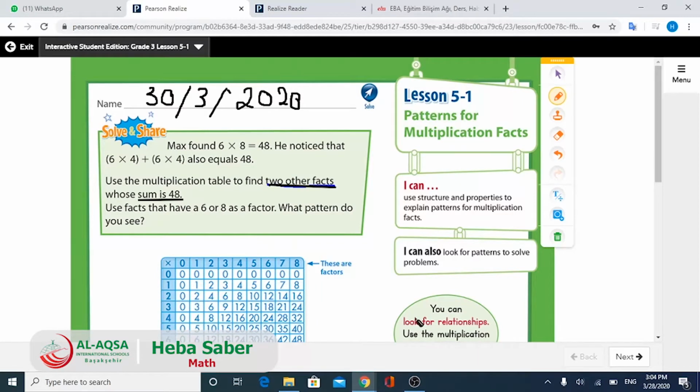This lesson is about patterns for multiplication facts. As I know that you have excelled the multiplication tables and the division equations, now we are moving to a new lesson about the pattern in the multiplication fact.